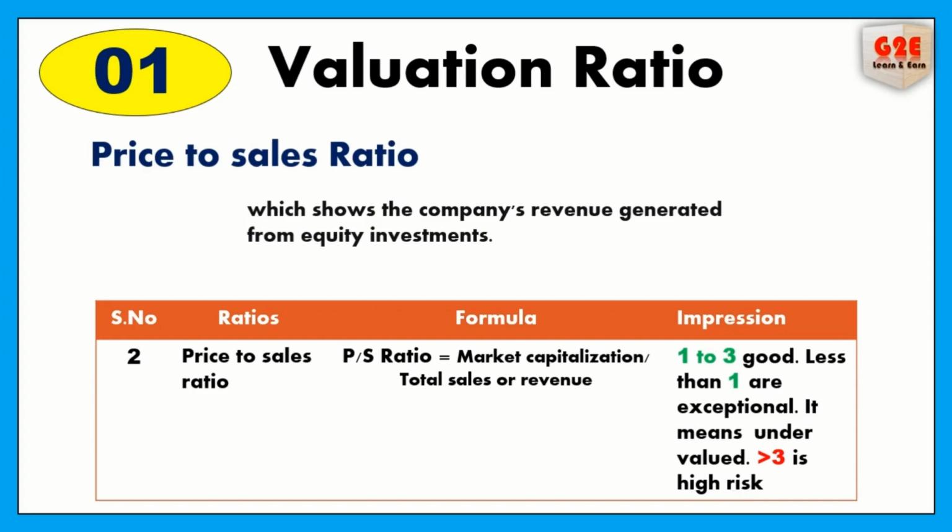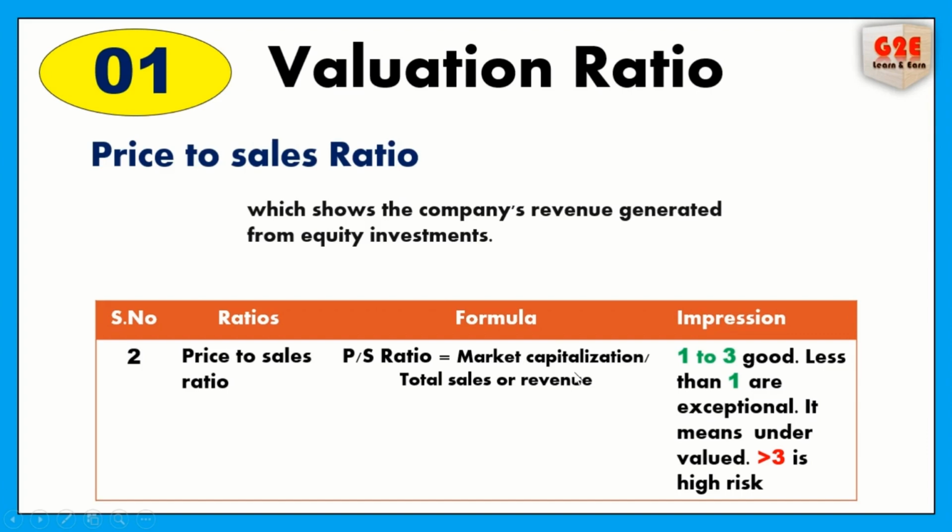Okay, so the second one will be the price to sales ratio. With the help of sales they are calculating this one. The formula will be market capitalization divided by total sales or revenue. Suppose total sales is not available, in that sense you can take revenue. Market capitalization, you know, is the share price multiplied by outstanding shares. If you multiply them, you will get the market capitalization.